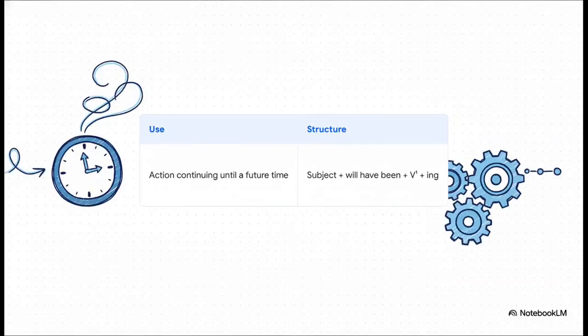And here's our final, most advanced setting. This one is all about measuring how long an action has been going on up to a certain point in the future. By 2030, I will have been teaching for 10 years. This tense lets us measure that entire 10-year stretch from that future milestone. It's a real pro move.